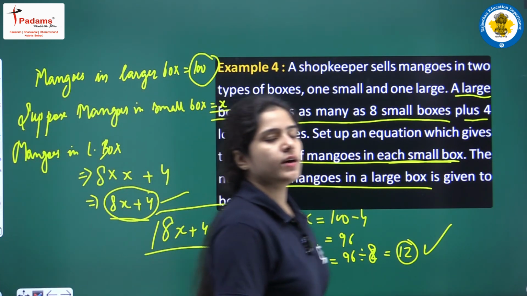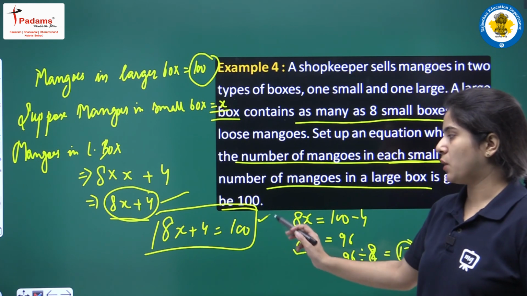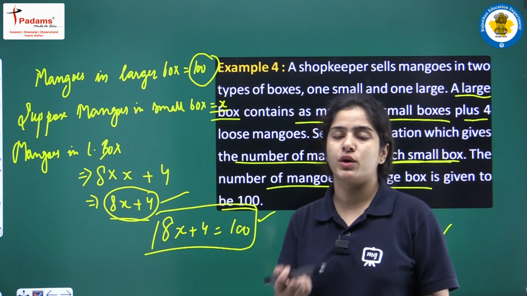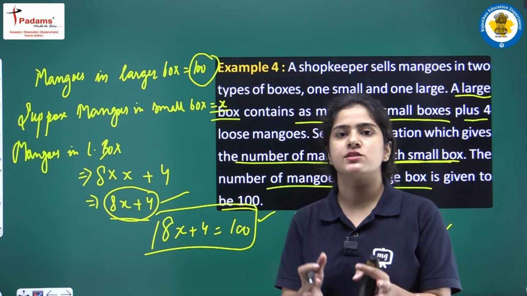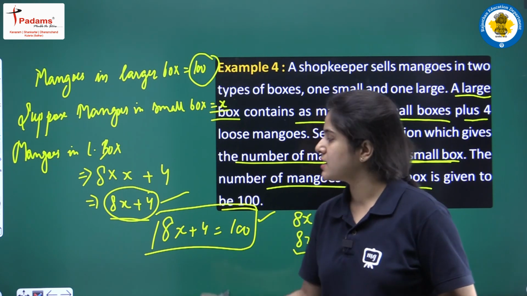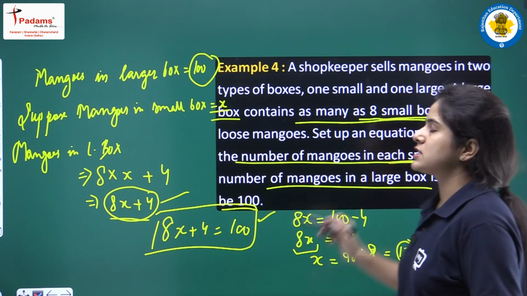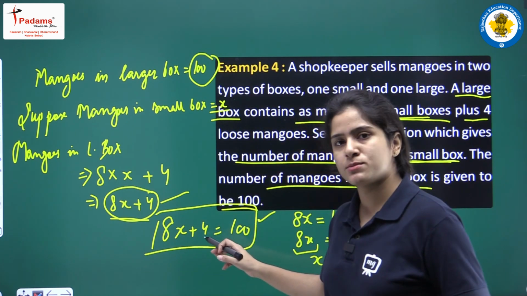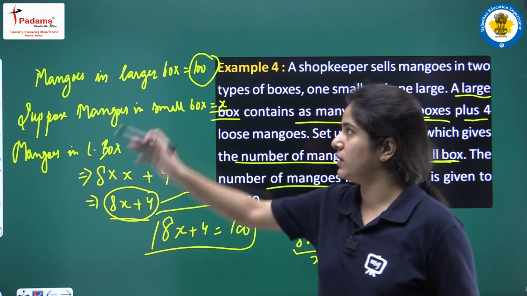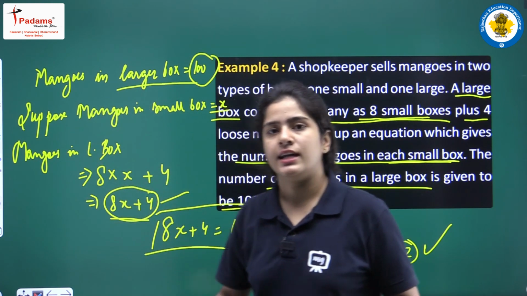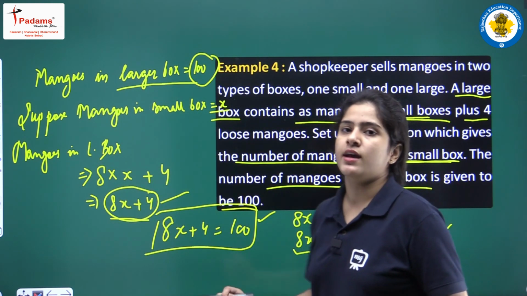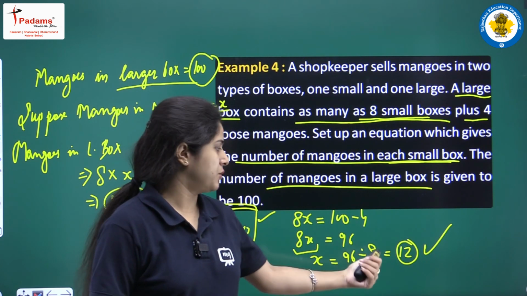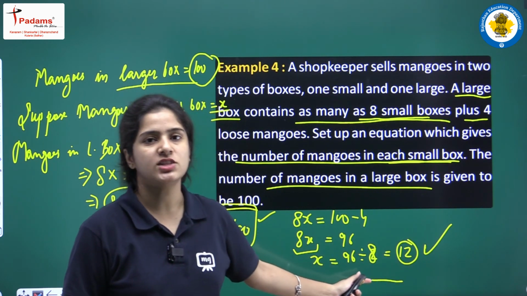Alright students, firstly what we did, we set up an equation, that is 8x plus 4 is equal to 100, where x is the number of mangoes in the smaller box, and it is given as many mangoes as 8 small boxes plus 4 loose mangoes is the total mangoes of a larger box, that is also 100. And with the help of this expression, we have found out the number of mangoes in each small box.